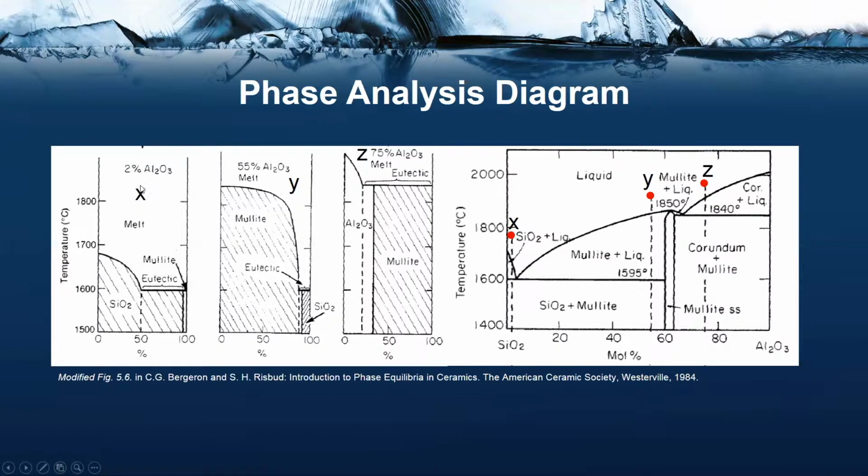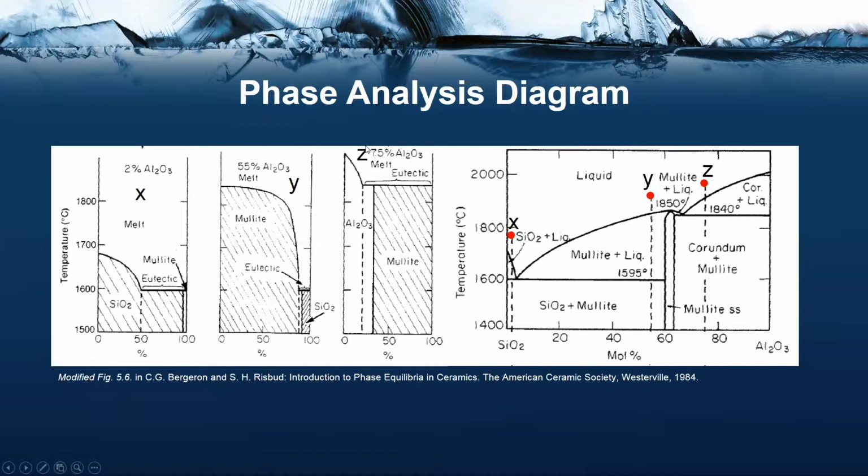So for example, in the X, we have 2% Al2O3 as composition, and when you cool this melt, the first thing to precipitate is the SiO2 crystals. And then you will have quite a large liquid phase that will solidify as eutectic crystals. And these eutectic crystals will be mostly composed of silica, and then we have some part of it that will be mullite. The second composition is that of Y, which we already went through.